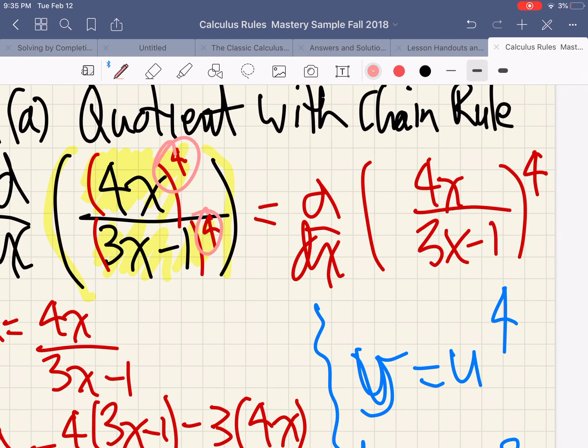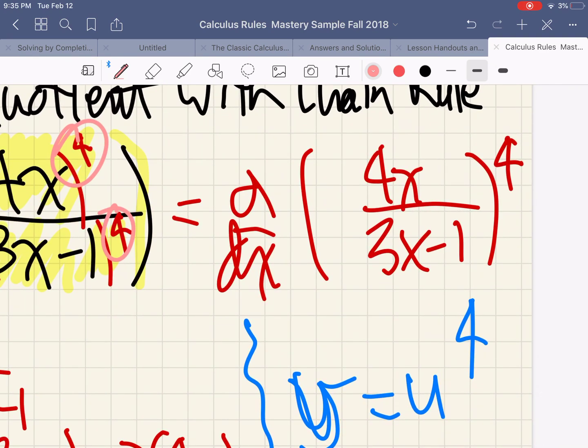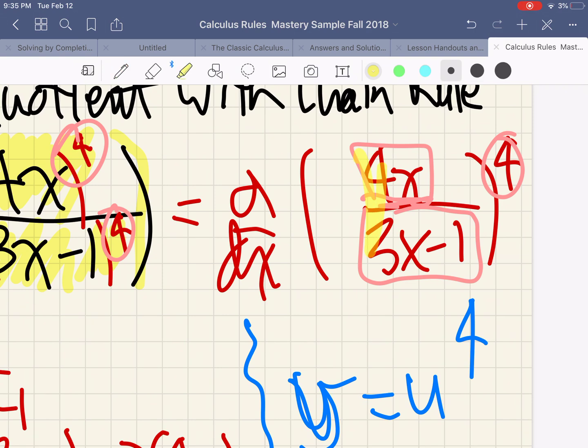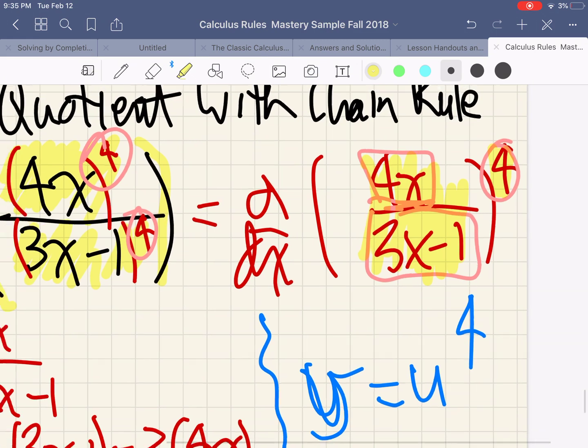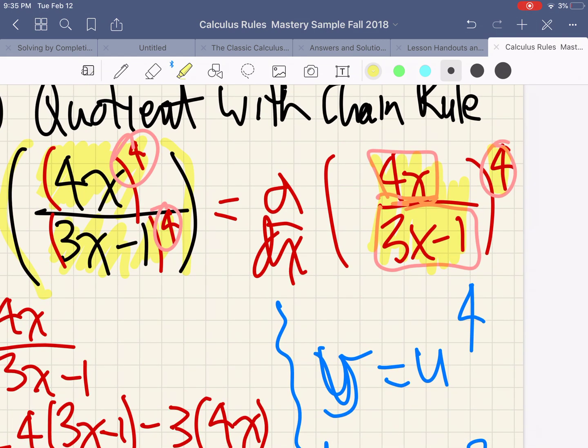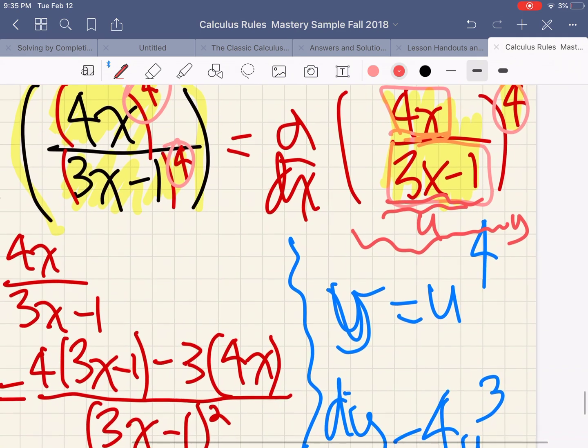I've got a 4 and a 4, so I just put 4x over 3x minus 1, with one exponent. I can see very clearly that this represents a quotient rule question, but I have a function inside a function, so I've got the chain rule. So it's a pretty clear one. This here would represent u, and then y is brackets to the fourth. Okay, so let's go through this.